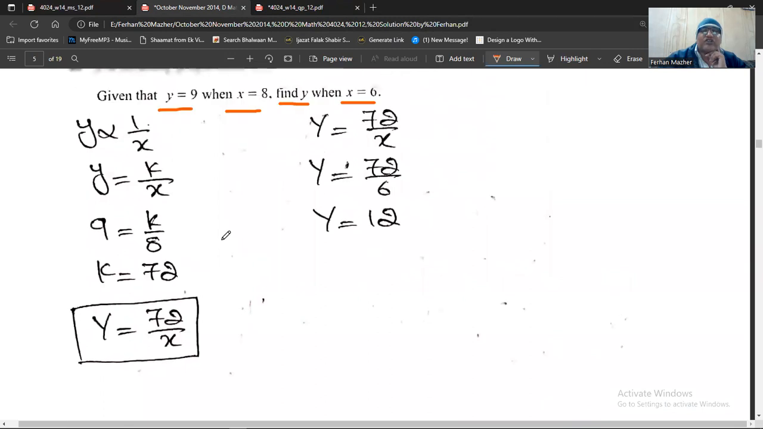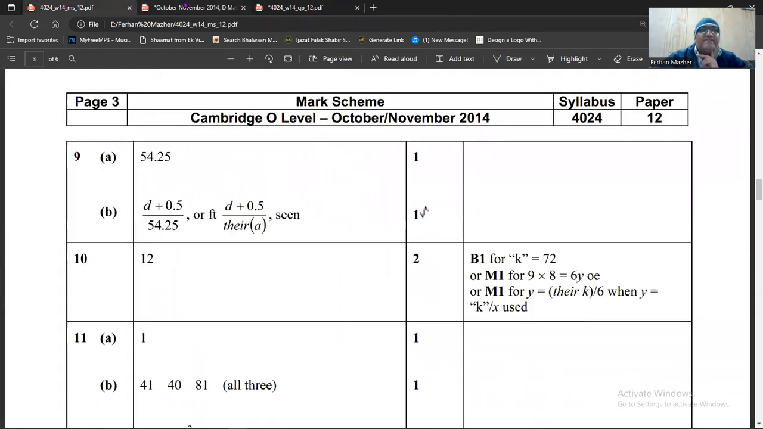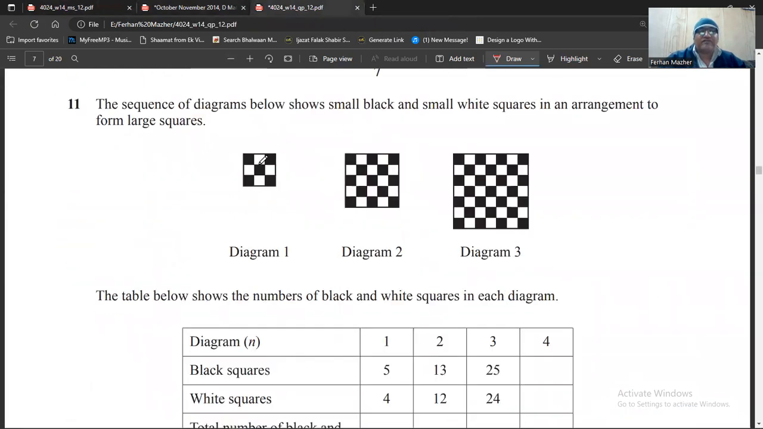It's a 2-mark question. So the y value will be 12. So my answer is right. This is the solution. Okay, so we are going to the next question.